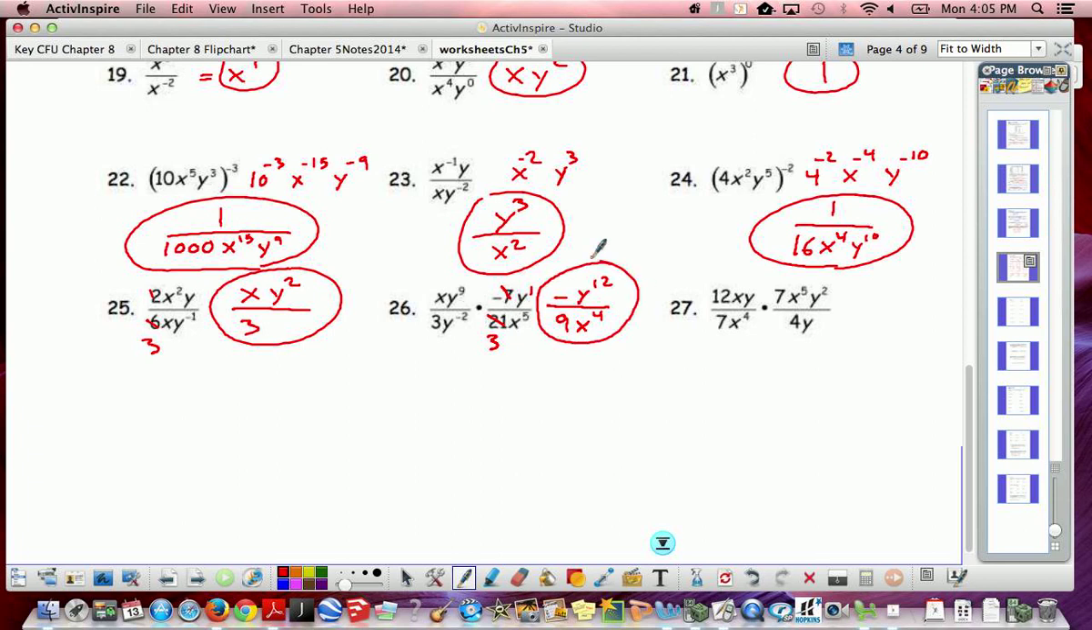Then on the very last one here, let's see, the 7s will cross out, the 4 will go into the 12 3 times, so I know that there's a 3 in the top. I have 6 x's in the top, 4 in the bottom, leaves me 2 in the top. So I took care of all the x's, then I have 2 and then 1. And so here I would, oh, and I forgot this one here, so that would cross out with that. So I just have y squared, so 3x squared, y squared.